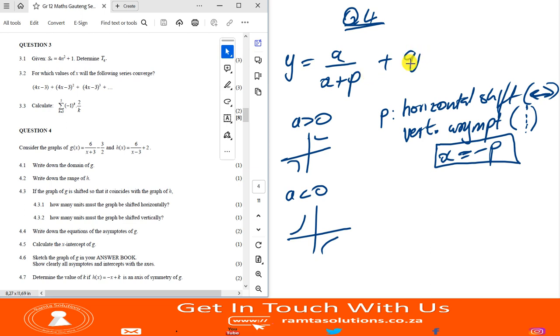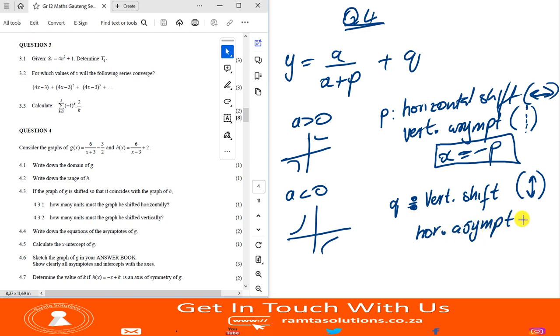Let's talk about q. The q represents vertical shift, by which we mean movement of the function up and down. It also represents what we call the horizontal asymptote, by which we mean these broken lines. How do we get that? This is when we say y is equal to q.